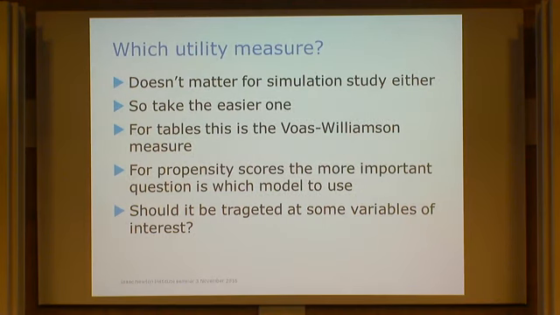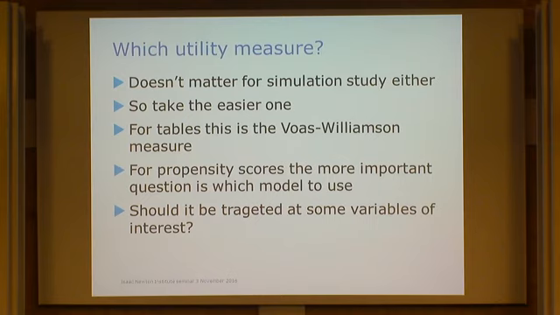So choosing which utility measure, it really doesn't matter for a simulation study either. So take the easier one for tables. This is the Voas and Williamson measure. For propensity scores, the more important question is which model to use. Should it be targeted at some of the variables of interest, or should it be trying to cover the whole range?